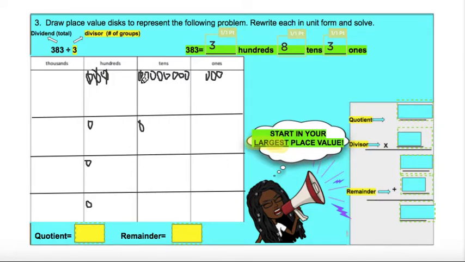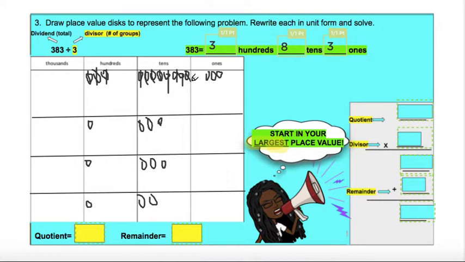Put it in a group, cross it off. Go back to your first group again. Put it in a group, cross it off, and keep going until all the tens are distributed.